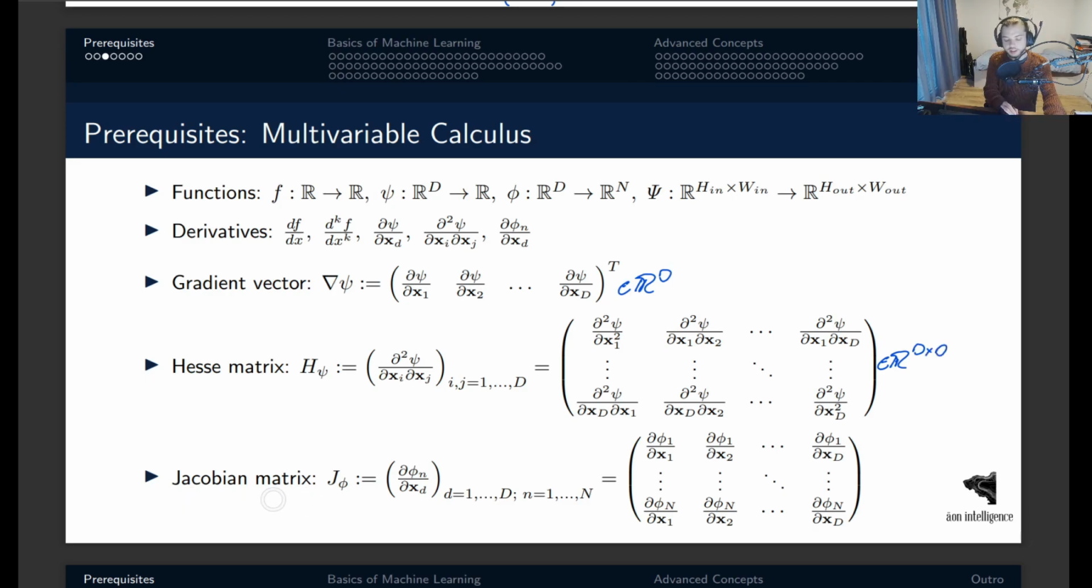And then finally, there's the Jacobian matrix, which we might be interested in finding when we are dealing with a function phi that has n-dimensional output.